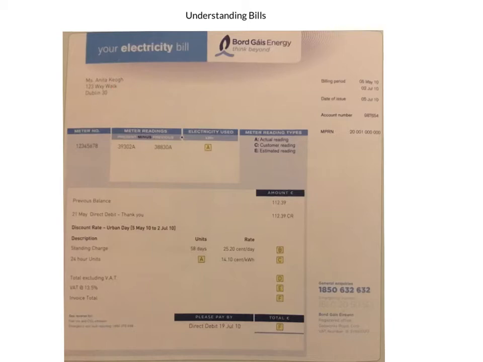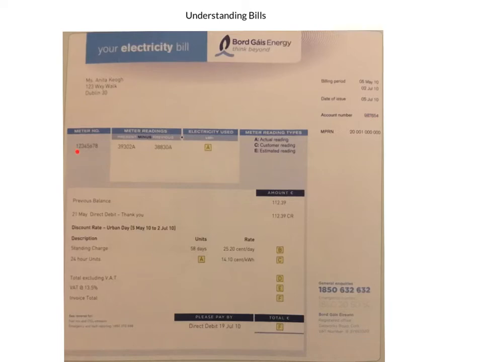If we look at the top here, we'll see who the bill is addressed to and what their address is. On the top right, it says what the billing period is. So this electricity bill is from the period of the 5th of May 2010 to the 2nd of July 2010. There's an account number here and some kind of a reference number. You'll usually only need to use a reference number if you're calling up the electricity or gas supplier and there's a problem that you need to discuss. They might ask you for your account number or your reference number.